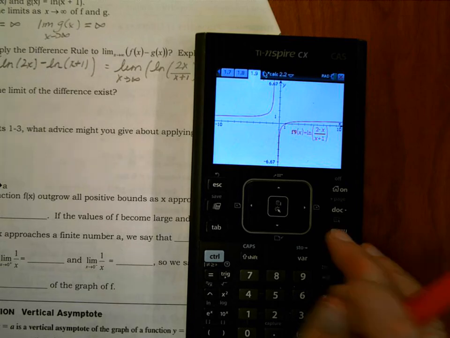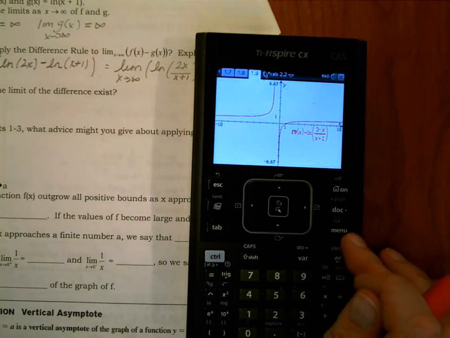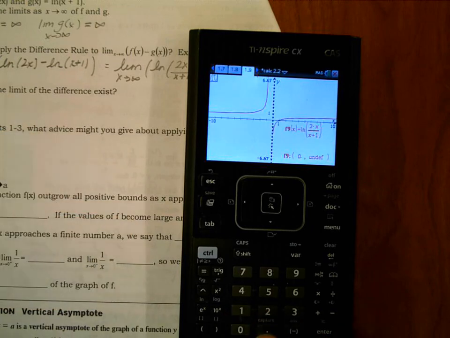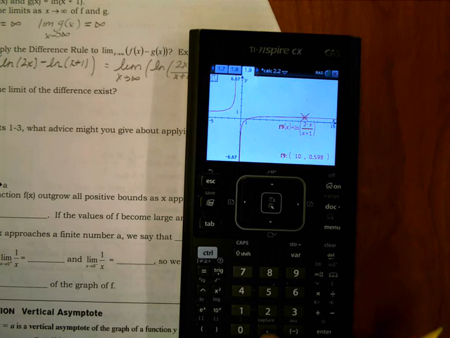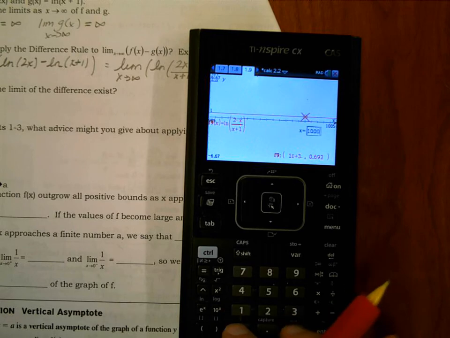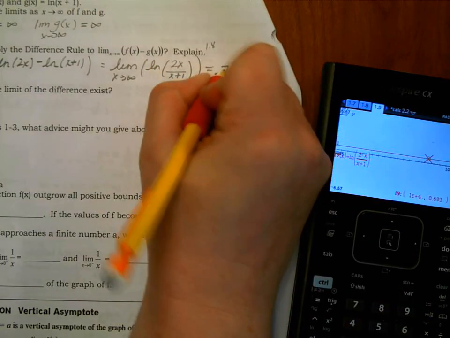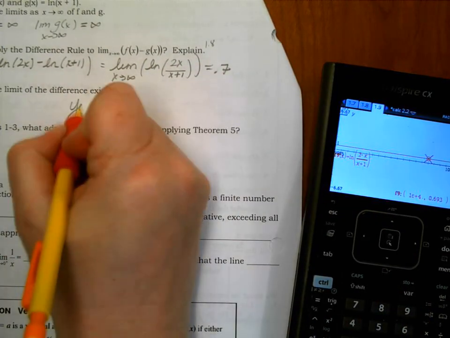Now I can't really tell what it is, so I'm going to do menu, and then 5 for trace, and 1 for graph trace, and I'm just going to put in bigger numbers. So when I put in 10, I get 0.598. If I put in 100, 0.683, 1,000, 0.692, 10,000, 0.693. So it seems like that's leveling off at about 0.7. So the limit of the difference did exist.